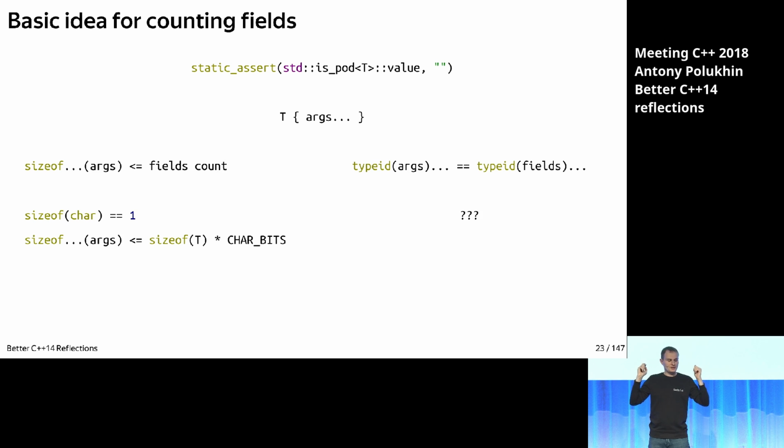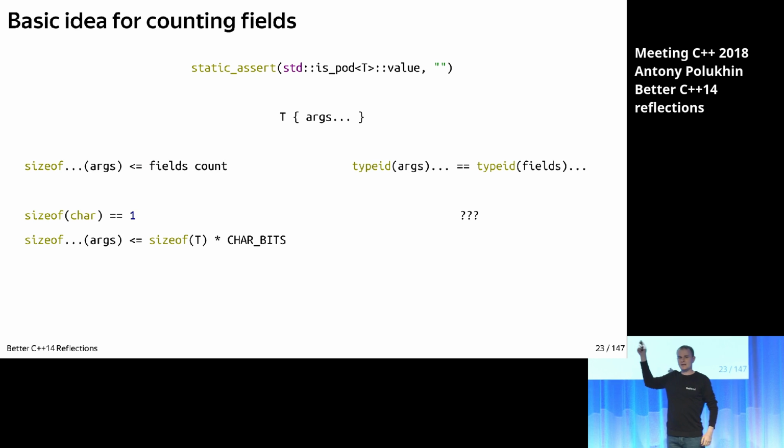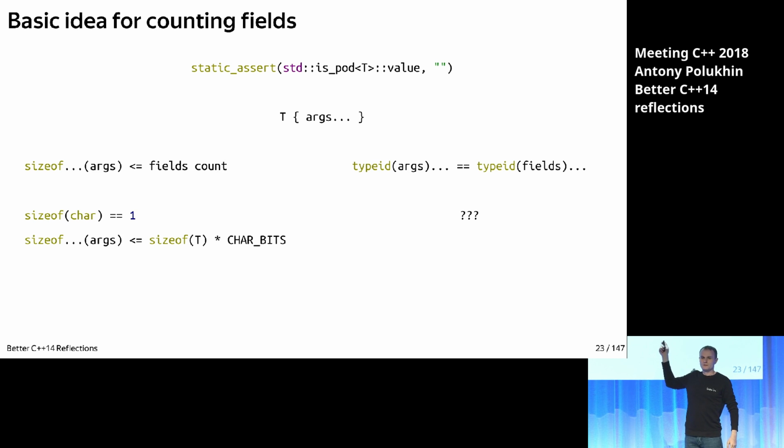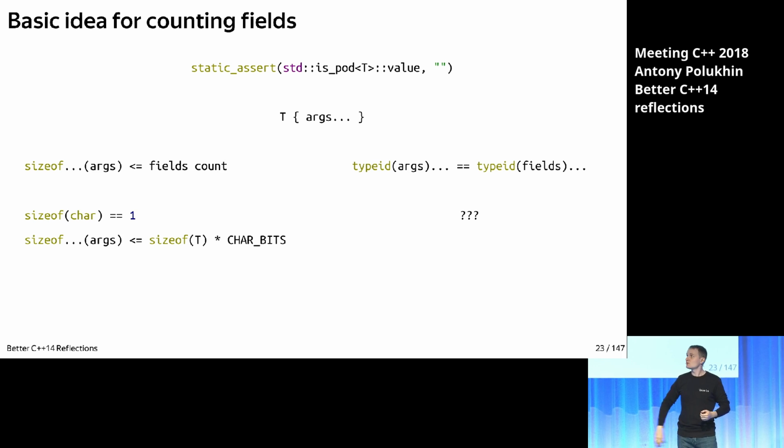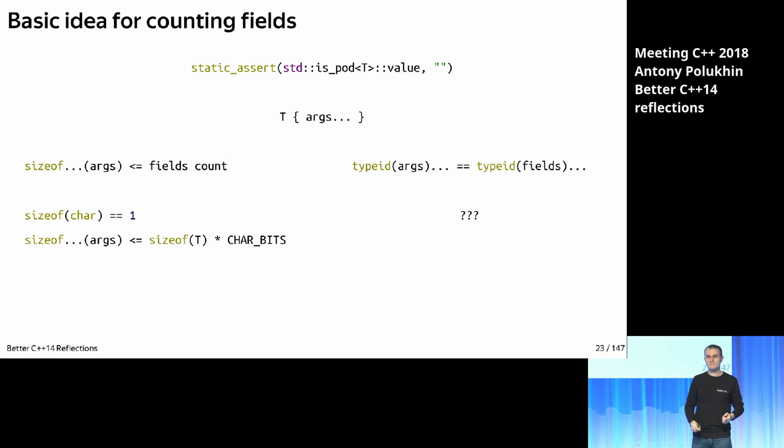We've got a problem here. We don't know the type of each field. So even if we guess the arguments count, the fields count, the expression will fail to compile. We need somehow to deal with that problem. And the solution is quite simple.